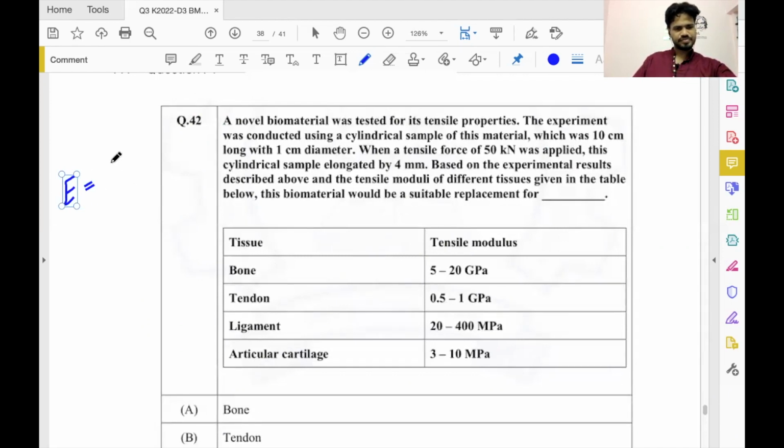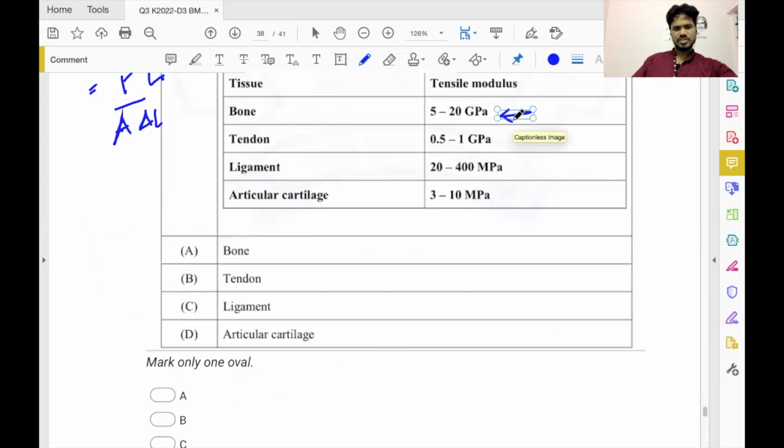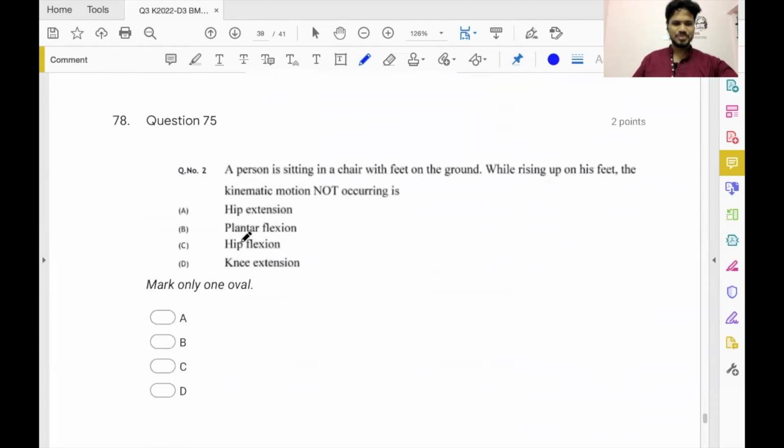So sigma by epsilon, what is actually given is force by area into del L by L. T, A, L, del L are given here. And the answer should be in this range. Boom.